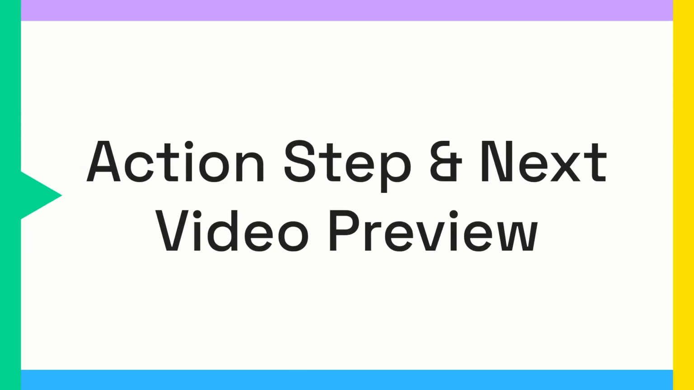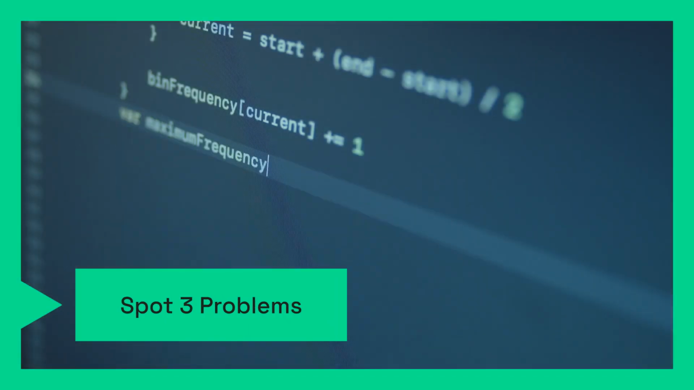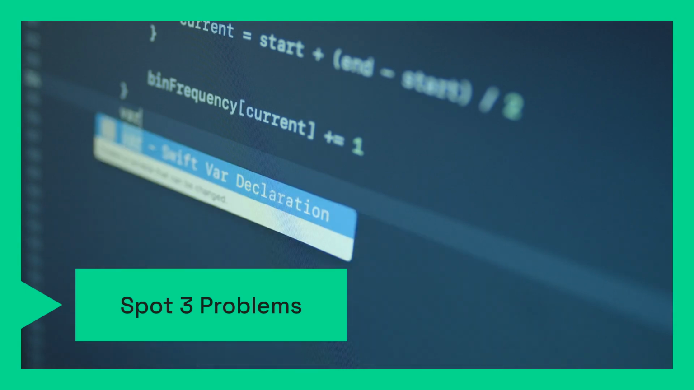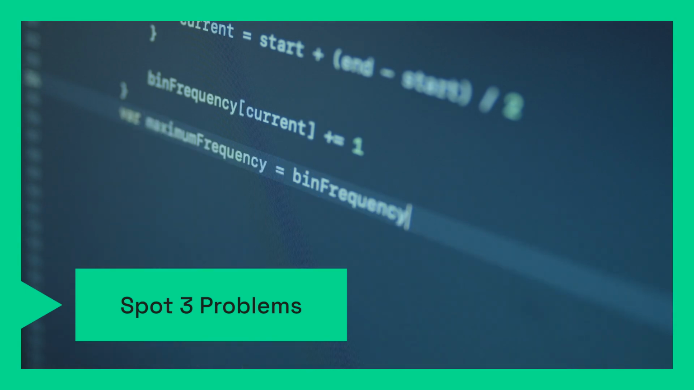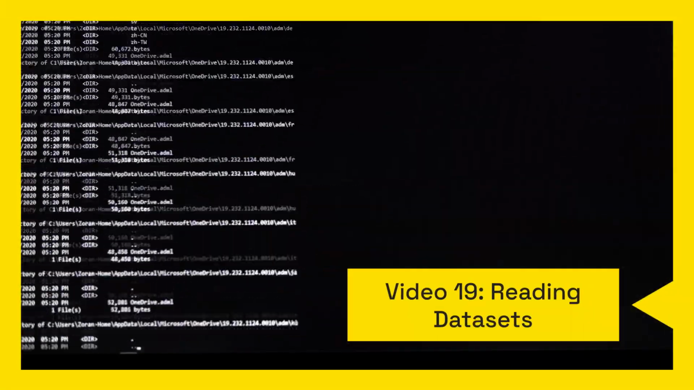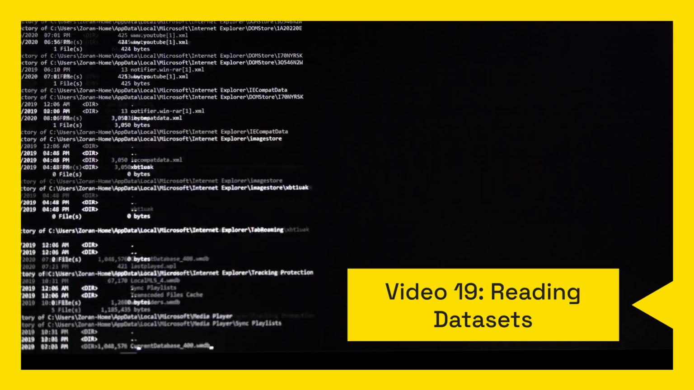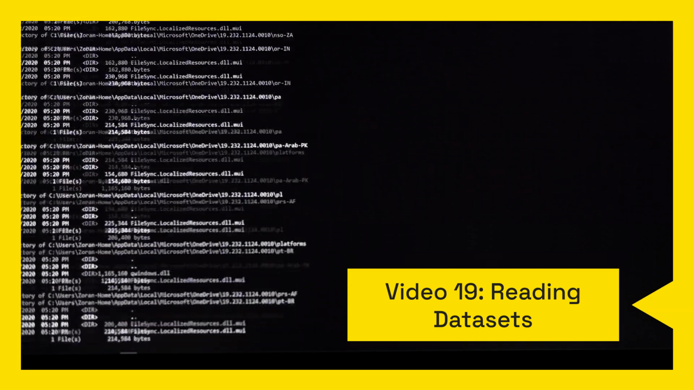Your learning doesn't stop here. Here is your action step for today, and a look at what's coming next. Your action step today is to find any messy data set online, perhaps a CSV file, and try to spot 3 clear problems that you would need to fix during the clean and transform steps. Practice makes perfect. In the next video, we're going even deeper with video 19, reading data sets. We'll show you exactly how to import and start interacting with your data files.